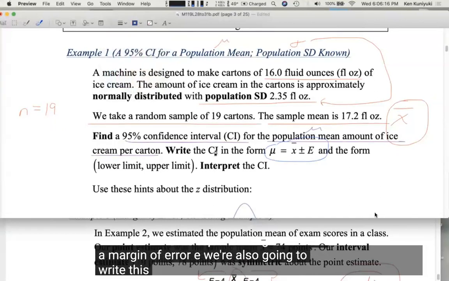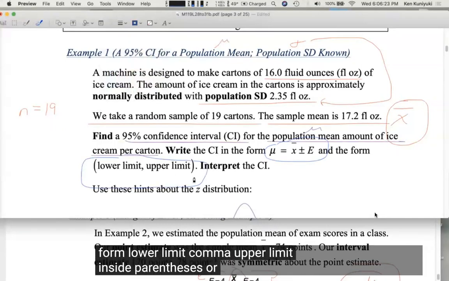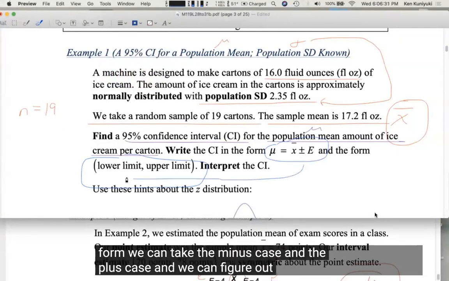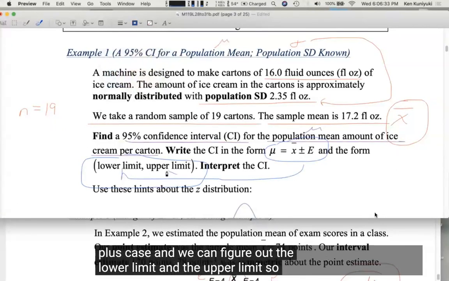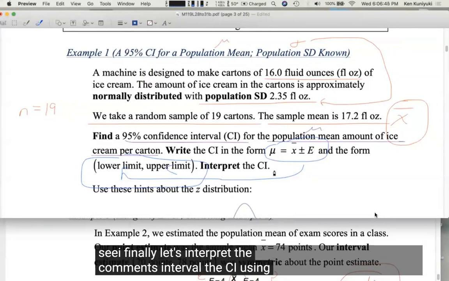We're also going to write this confidence interval in the form lower limit, comma, upper limit inside parentheses, or even brackets. Once we get the confidence interval in this form, we can take the minus case and the plus case, and we can figure out the lower limit and the upper limit. Finally, let's interpret the confidence interval, the CI, using proper English.